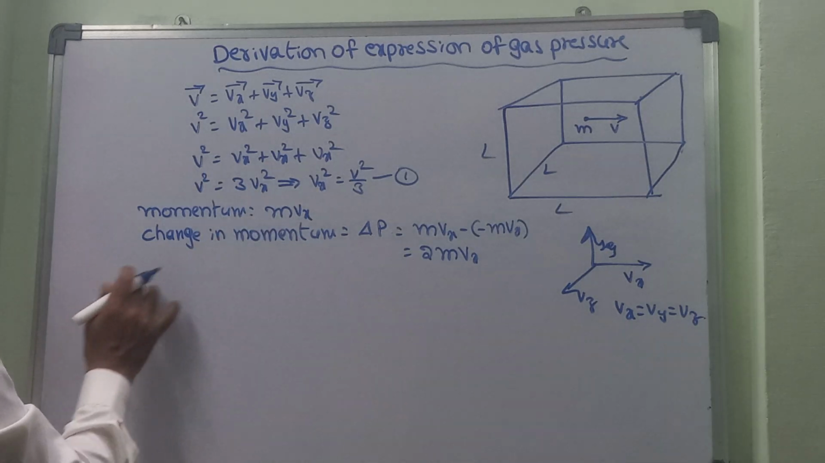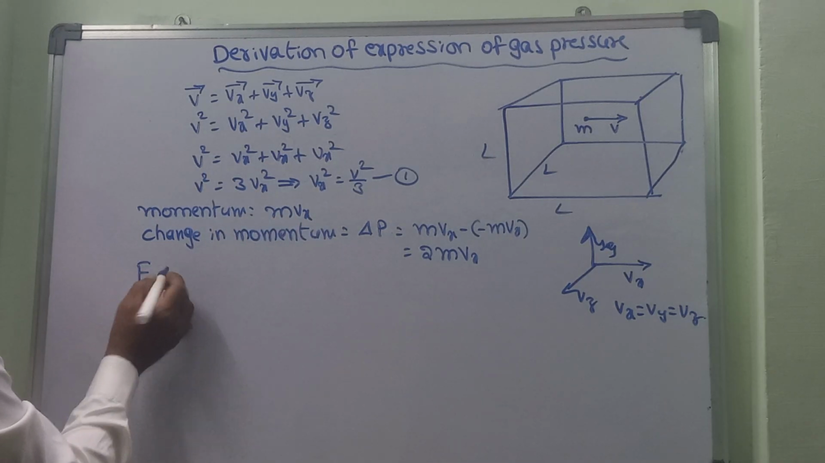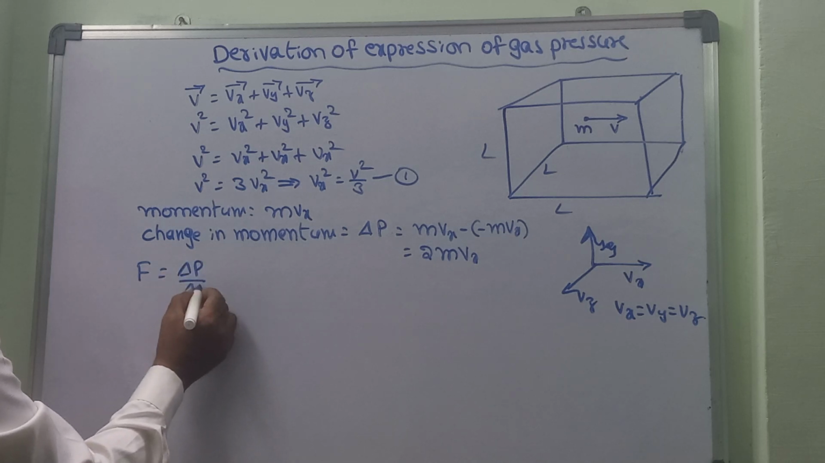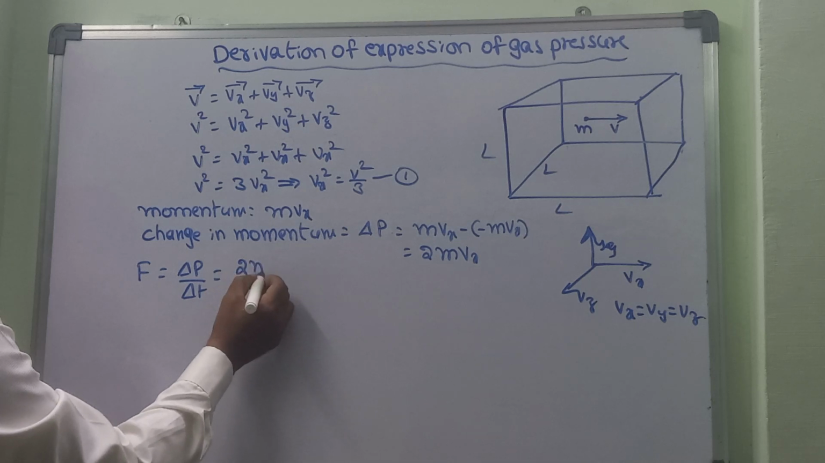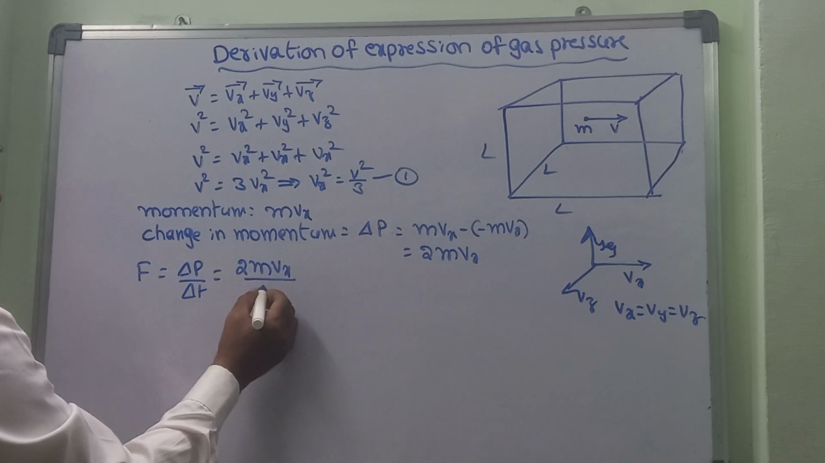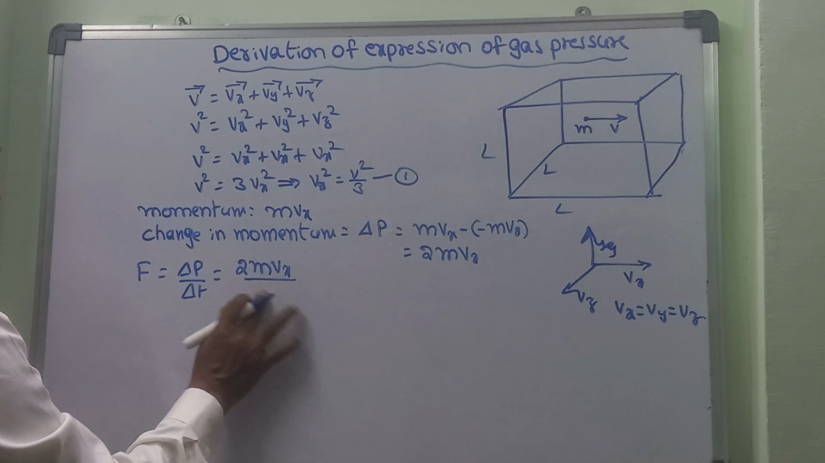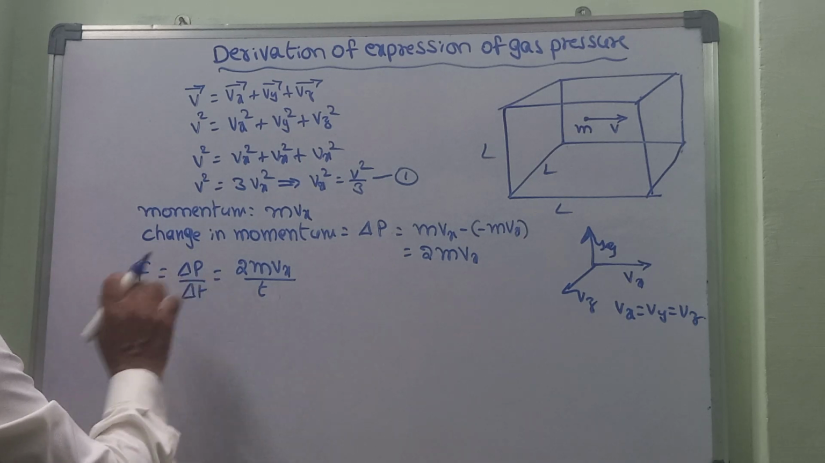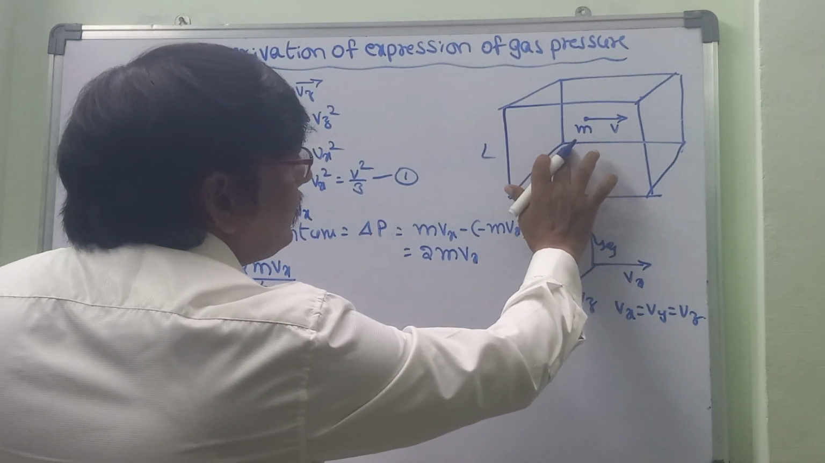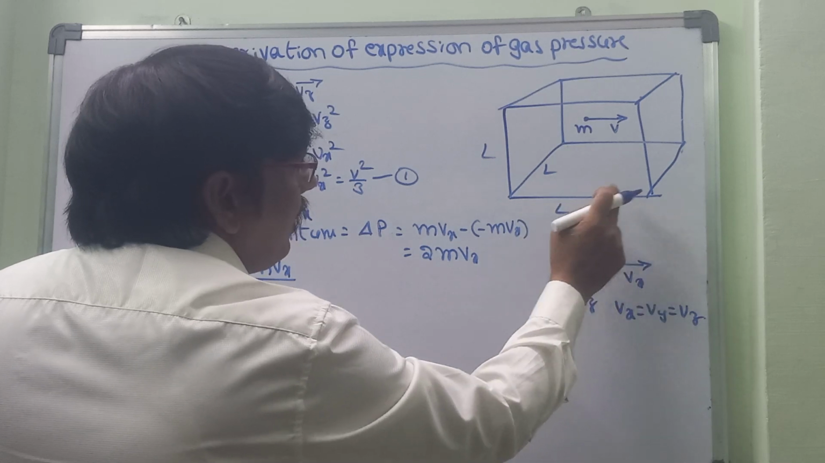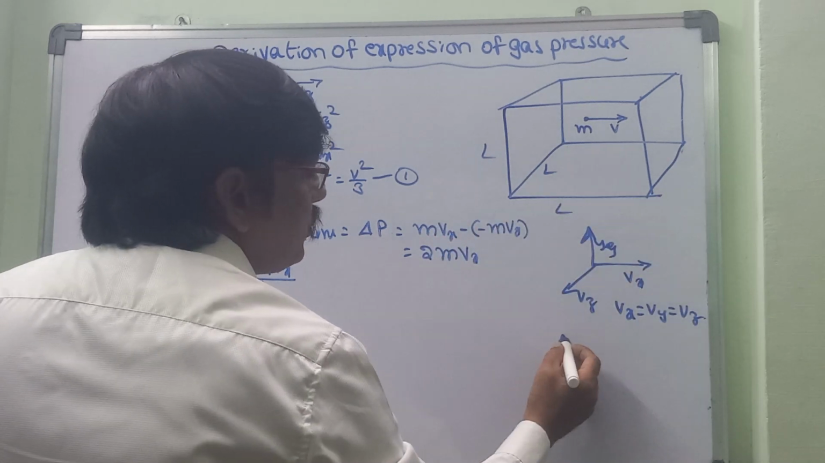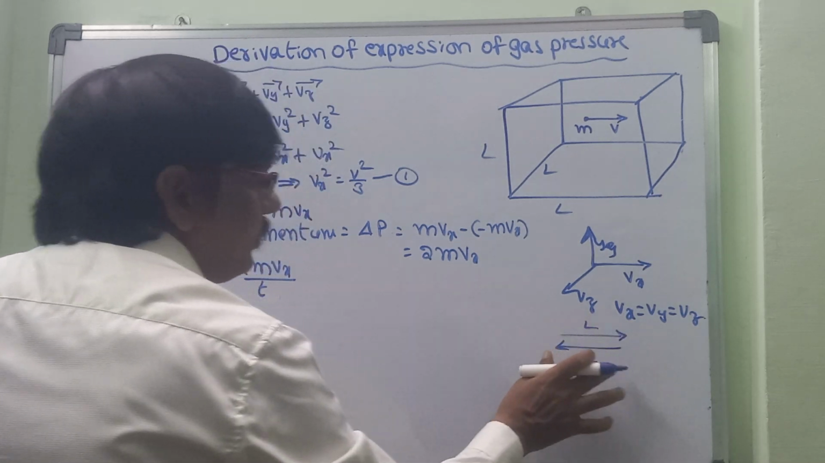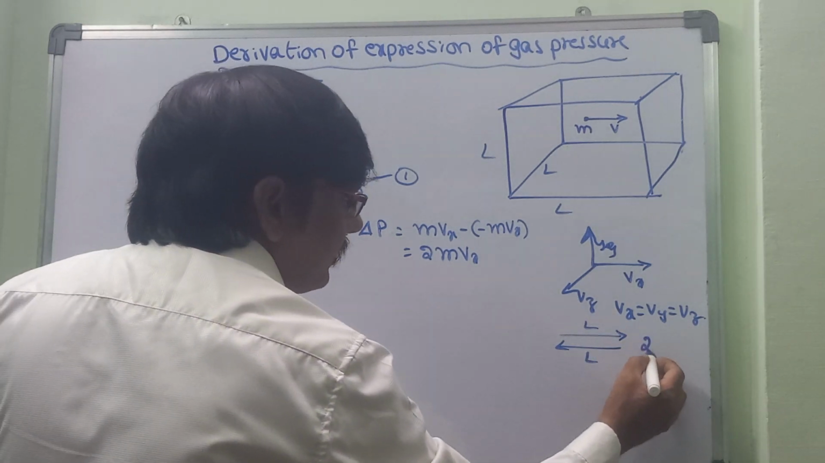Now, according to Newton's second law, force is equal to the rate of change of momentum. So F is equal to delta P by delta T, which is 2mVx by delta T. Now let us find the time. The particle travels a distance L towards the wall, and then comes back, taking L again. So the total distance is equal to 2L.